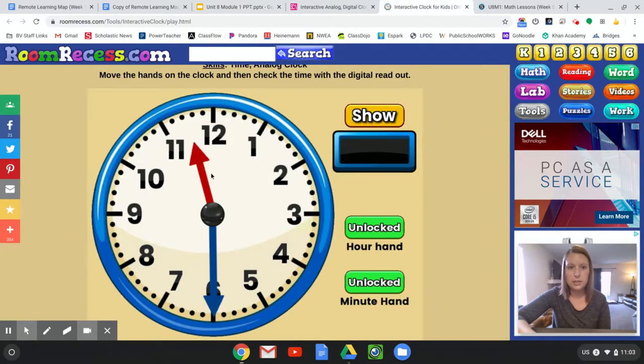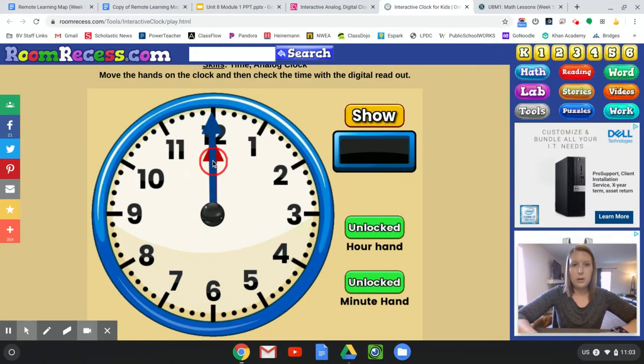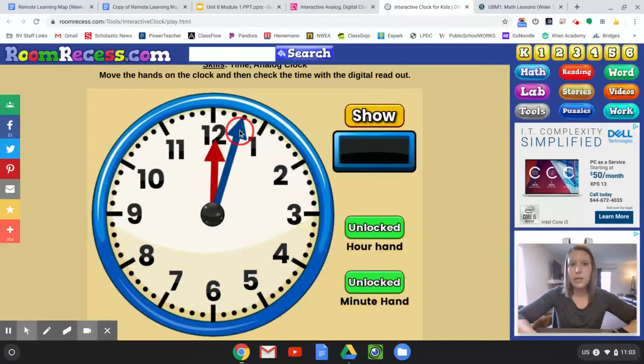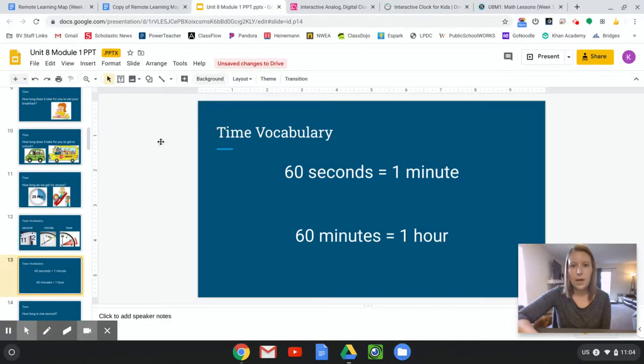So let's look at our interactive clock here. If we are at 12 o'clock, here's 12 o'clock, and I move this blue minute hand, this is 1 minute, 2, 3, 4, 5 minutes. If I go all the way around this clock, it will be 60 minutes. Now watch what the red hand is doing, the hour hand. It's moving from the 12 to the 1. So now it's 1 o'clock. It took 60 minutes to go from 12 o'clock to 1 o'clock. So there are 60 minutes in 1 hour.